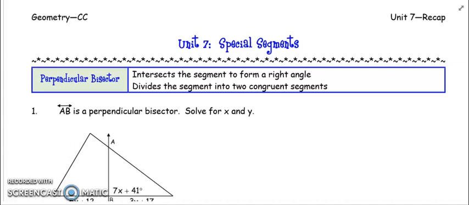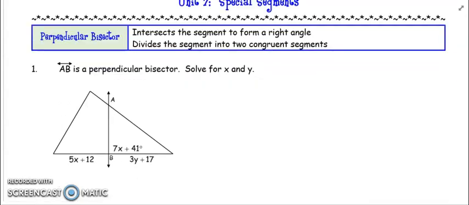Mrs. Delzati here. Today we're doing a quick recap on Unit 7. We're going to be talking about our special segments. So taking a look at our first one, we have our perpendicular bisector. And keep in mind, a perpendicular bisector does two things. It intersects the segment to form a right angle, and it divides the segment into two congruent segments.